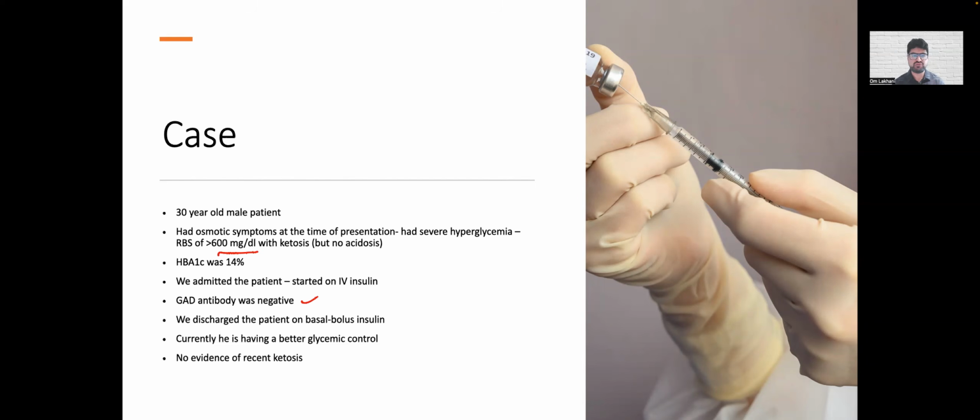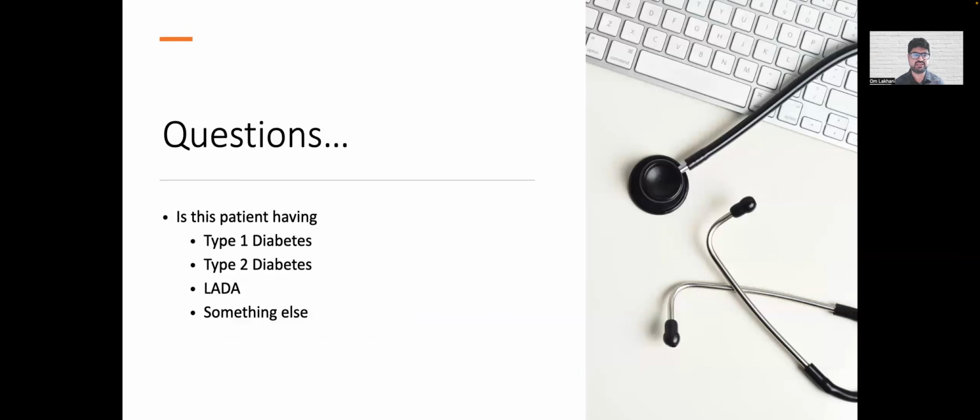At this point of time, we did not do the C-peptide. I'll tell you in the presentation later why. We discharged the patient on basal bolus insulin, presuming that since the patient had ketosis, he was likely to have type 1 diabetes. Now he comes back after a couple of weeks with better glycemic control, and currently there is no evidence suggestive of ketosis.